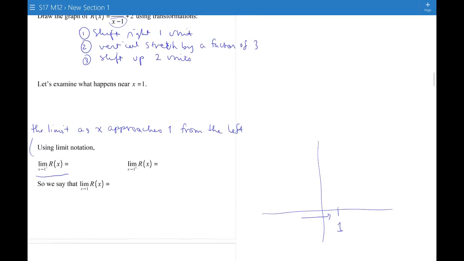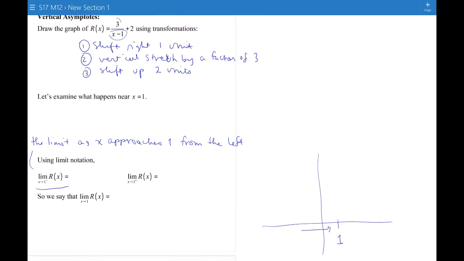So I like to use actual numbers, and I say, let me use a number like 0.9. Okay, so if I put 0.9 in here, 0.9 minus 1 is negative 1/10. So this is going to be negative 30 plus 2, so I'm going to get negative 28. So I can see that it's heading down towards negative infinity as I get closer and closer to 1. Like if I do 0.99, then I'm going to get an even bigger negative number, plus 2. So we're heading towards negative infinity in this case.